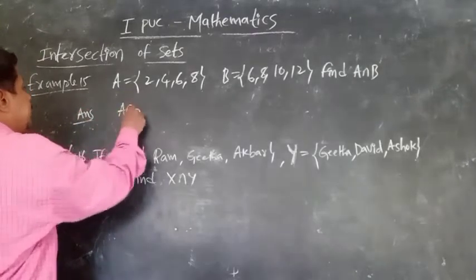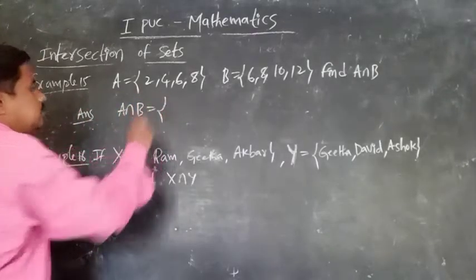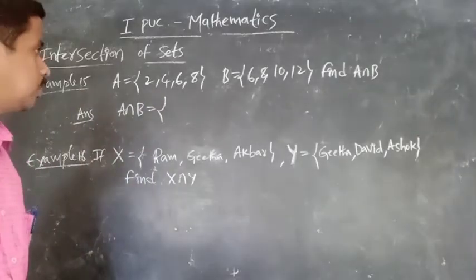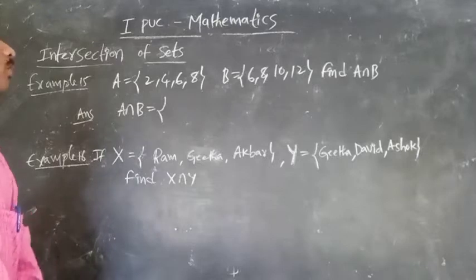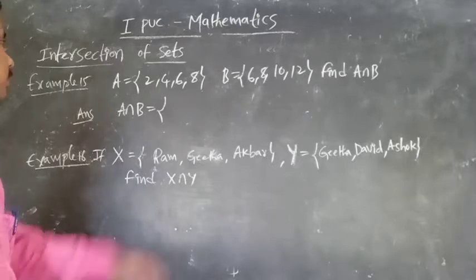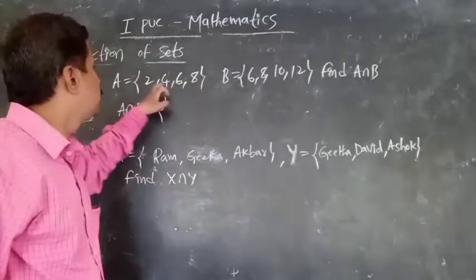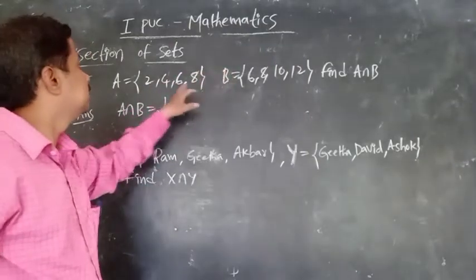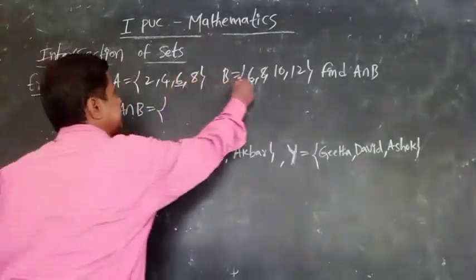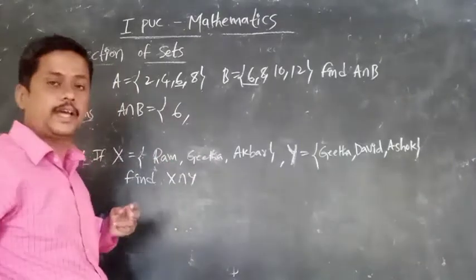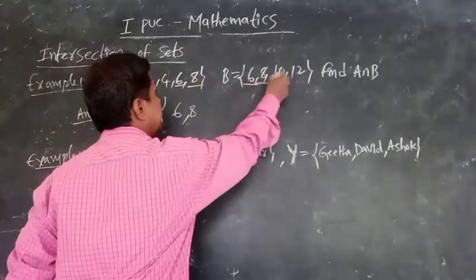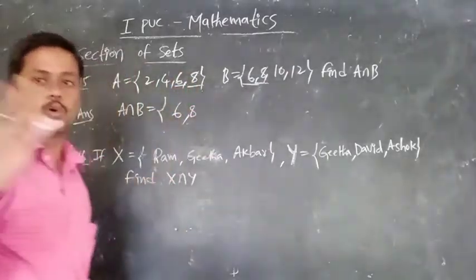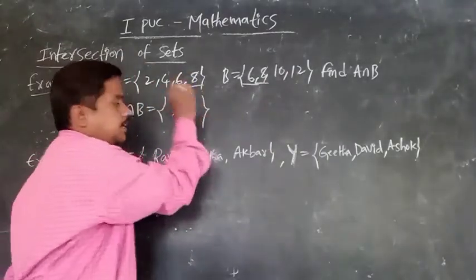So A intersection B is equals to... Intersection means what? Common elements to both A and B. Look for the common elements in A and B. 2 is there, 4 is there. 6 is there, 6 and 6, write down 6. 8 is there. 10, 12 are not there, so don't write them. This is the answer.